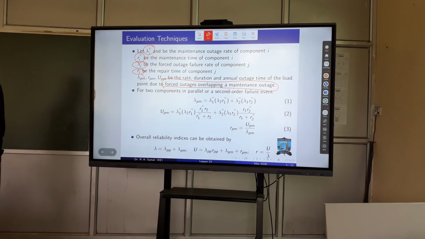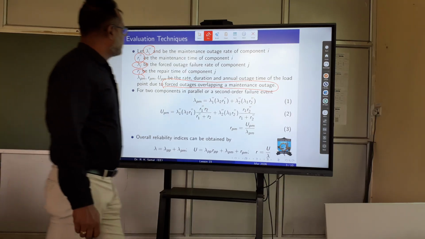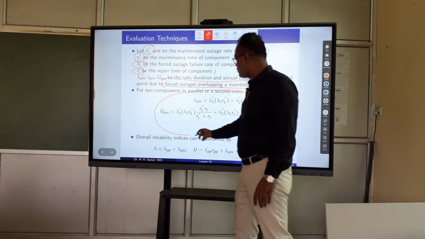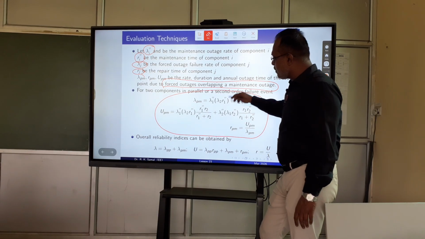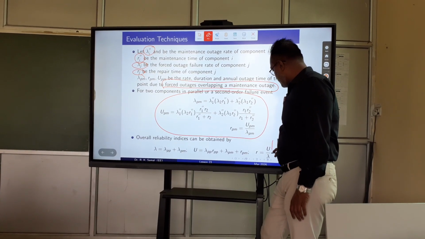What is the question? The question can be, just like we discussed for the radial system, for mesh systems, what are the various factors that affect the reliability? For mesh networks, one such factor is the inclusion of scheduled maintenance. You will not write the formula, you can write it later. This is a formula similar to the earlier one we discussed. And once you compute all this, the overall reliability indices can be obtained using this formula.